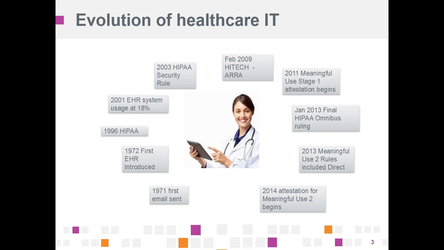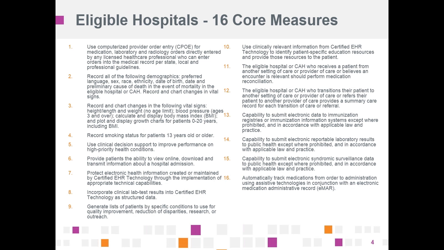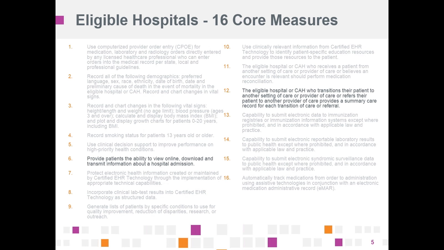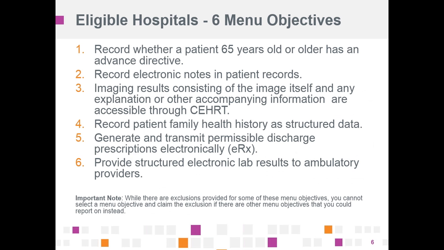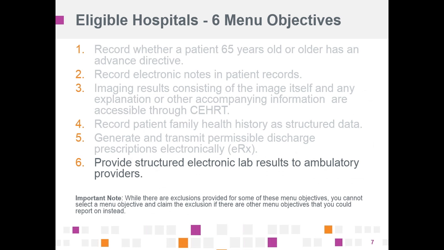Let's start by talking about the core measures that the different entities that have to attest have to meet. Eligible hospitals have 16 core measures that they have to meet. The two really applicable right now to Direct secure messaging are Core Measure 6, the view, download, and transmit component for patients to see their medical record, and Core 12, which is the transition of care summaries. There are also menu objectives. One interesting one is that we're seeing several hospitals using Direct secure messaging to facilitate sending electronic lab results to their ambulatory providers.